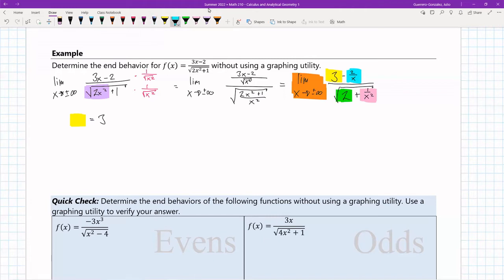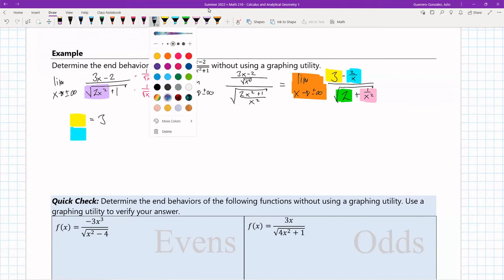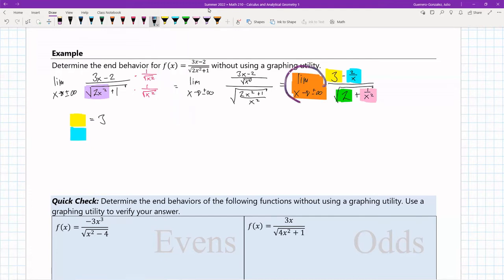The next one, the one in the blue. I'm going to be taking the limit as x approaches infinity of 2 divided by x. Here's where we're going to use that idea that I presented before, that my x values are getting infinitely bigger, so those are on the bottom. 2 is a fixed number, so this thing is heading towards 0. The limit of the blue thing is going to be tending towards 0.